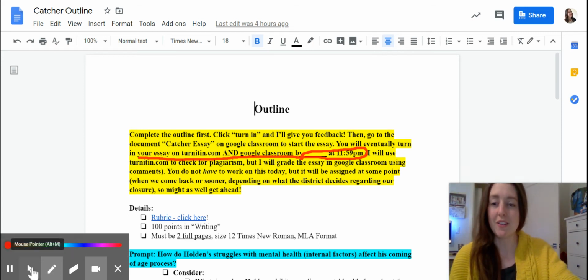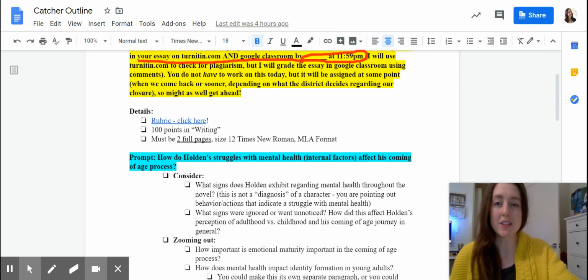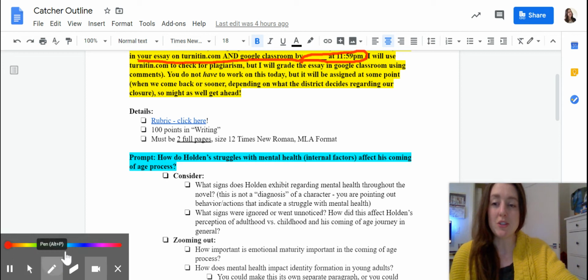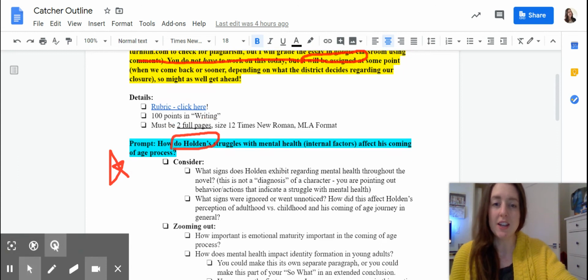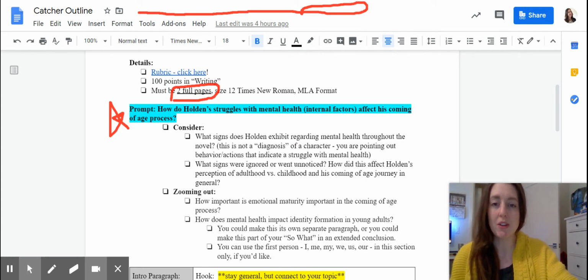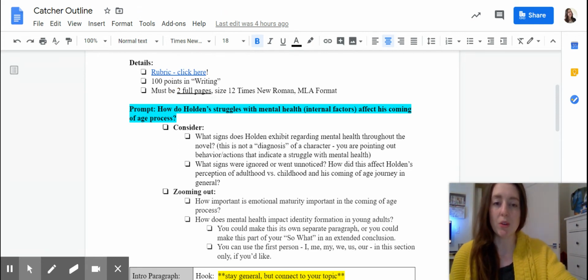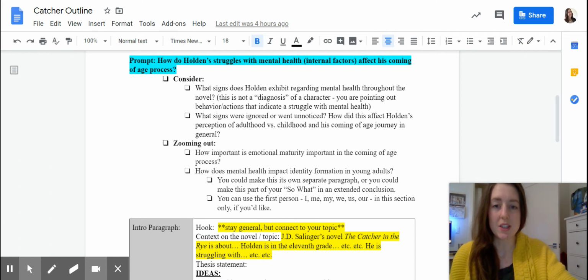So for the essay outline, it has the rubric, so check that out. It's gonna be 100 points in writing. It's now gonna be only 2 pages instead of 3 because life is stressful enough now, so let's take it down a page. The prompt is here, you guys know it. How does Holden's struggle with mental health and internal factors affect his coming of age process? And all these sub questions here: what signs does Holden exhibit throughout the novel? Looking at what signs were ignored or went unnoticed, how it affected Holden's coming of age.